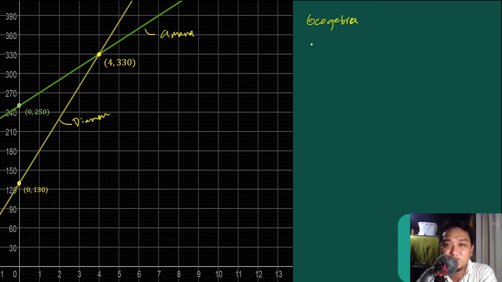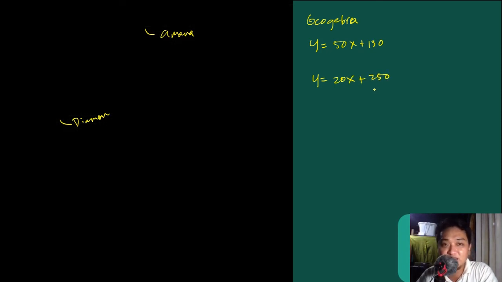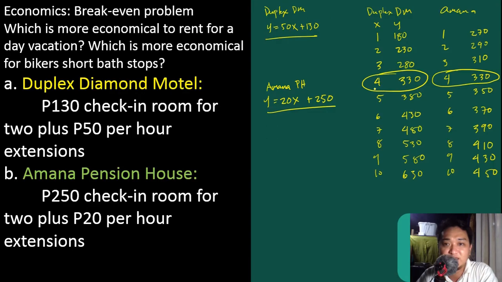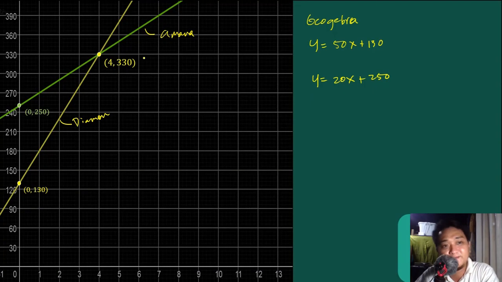GeoGebra. All you have to do is to input y is equivalent to 50x plus 130 and input y is equivalent to 20x plus 250. Ayan. So, ano ibig sabihin nito? Ibig sabihin nito, yung dalawang motel, magkasundo sila at in an ordered pair for 330.